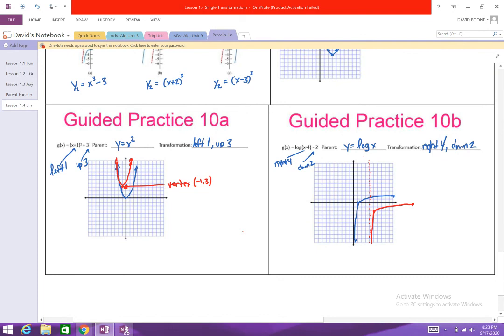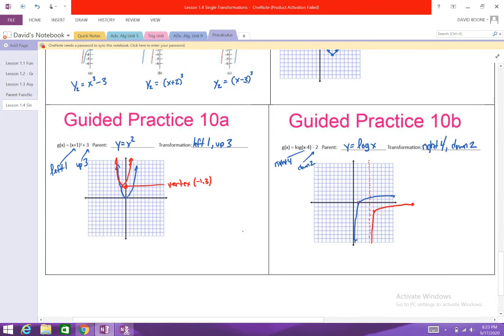And over here, this is the logarithm. So remembering, logarithms always go through 1, 0. So that's the kind of point you're going to use in moving it. You can see that this has been moved to the right 4 and down 2. So it was right 4, down 2. And remember that the asymptote moved along with it too.